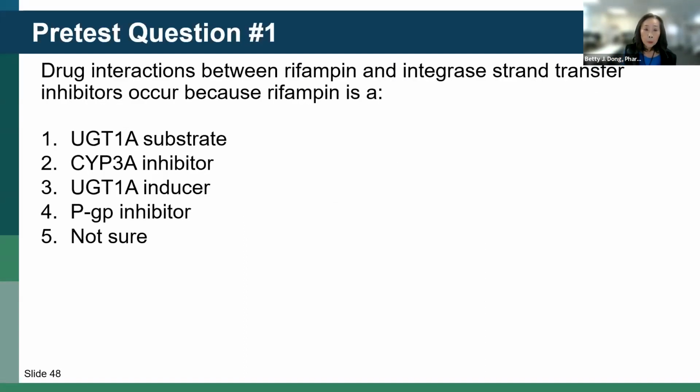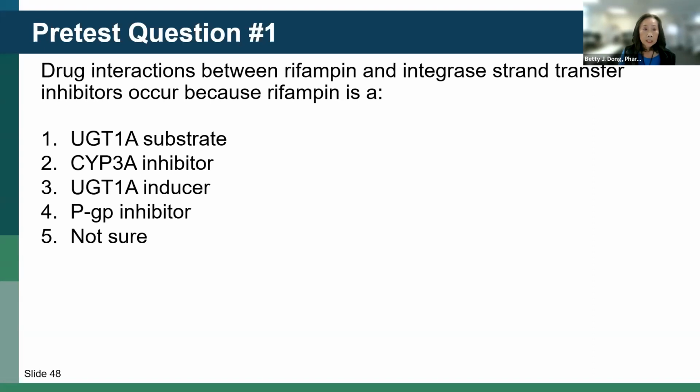And so we could go back to our pre-test questions. Drug interactions between rifampin and integrase strand inhibitors occur because rifampin is a what? Okay, so 63% of you identified it as an inducer, and that is the correct answer. It doesn't really have any significant inhibitor concentration. It may be a substrate, but if you see rifampin, you should know that it is an inducer for every system that we know of.